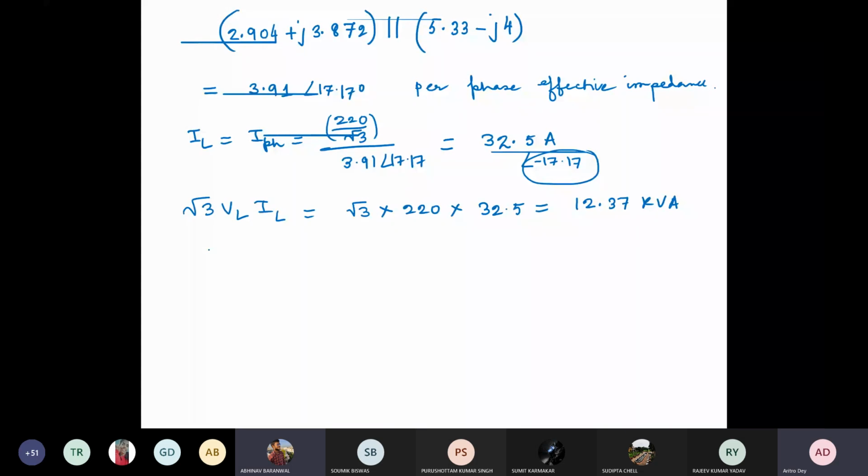Then power factor will be cosine of 17.17. So it will turn out to be 0.955. So this is your power factor.